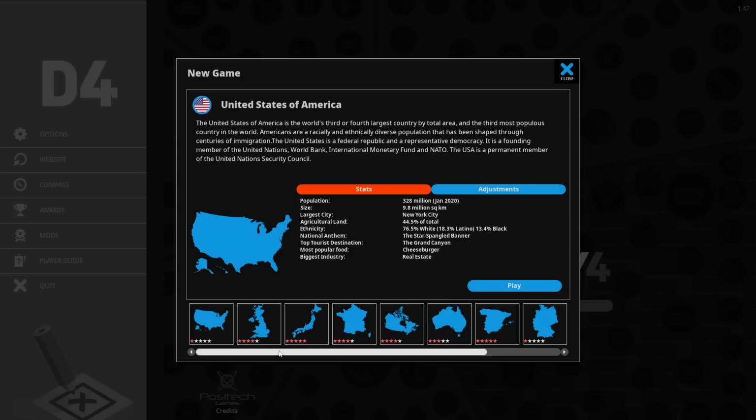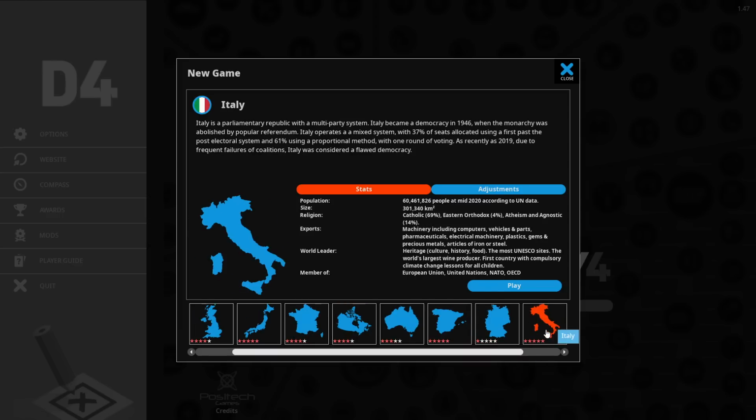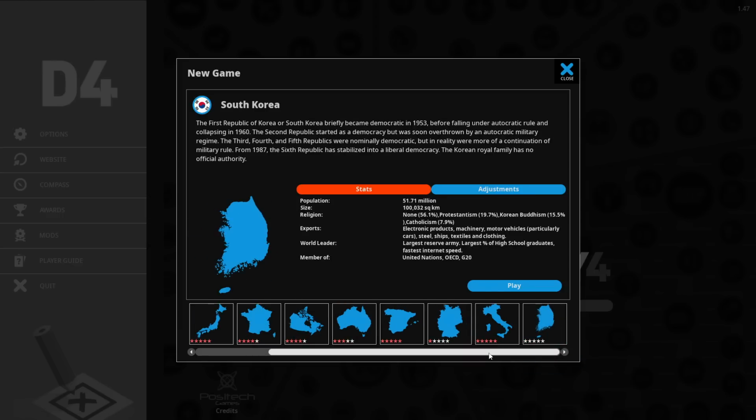So you will be running a country. That is the point of Democracy. You will be taking the helm of a country, and the game does ship with a wide variety of them. We've got the US, the UK, Japan, France, Canada, Australia, Spain, Germany, Italy, and South Korea right out of the box. And again, the modding community tends to generate a huge number of these.